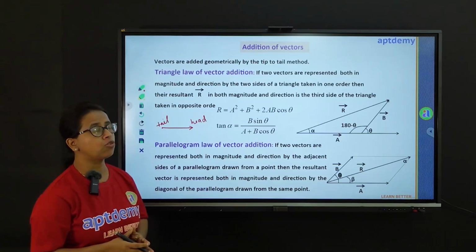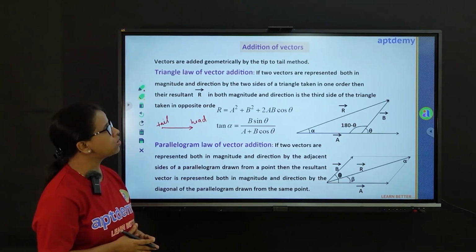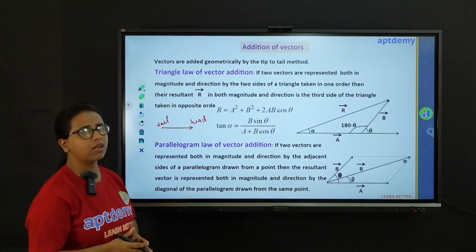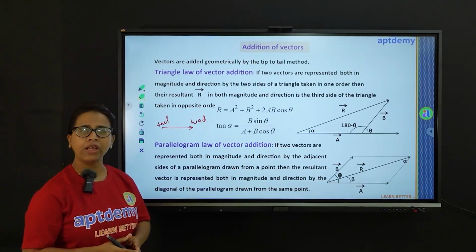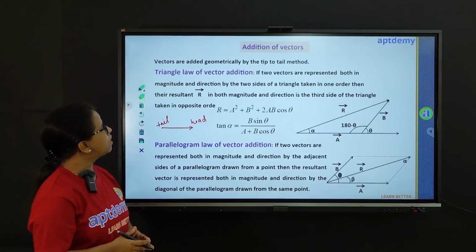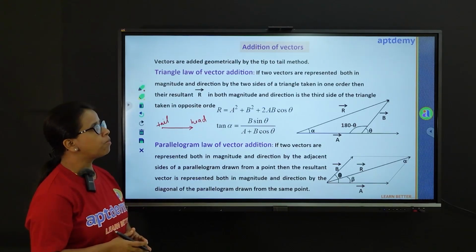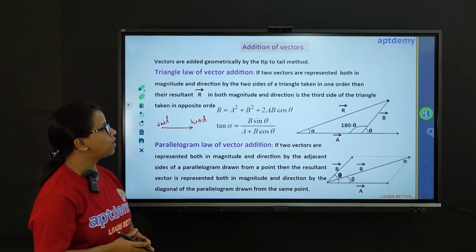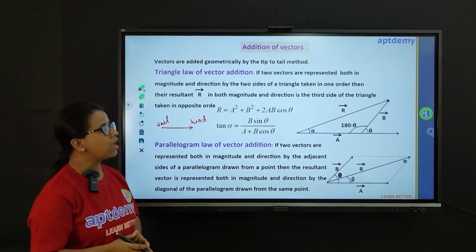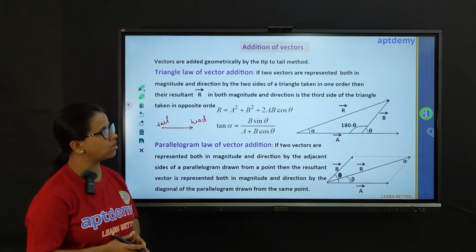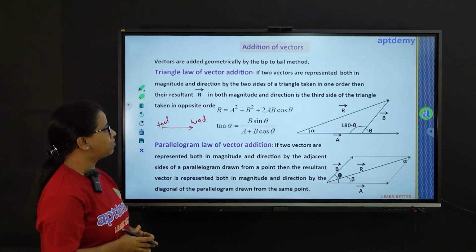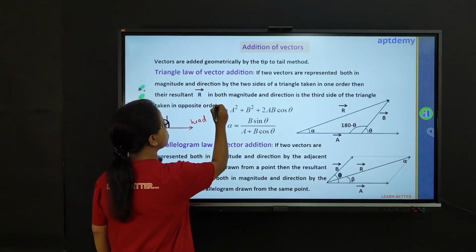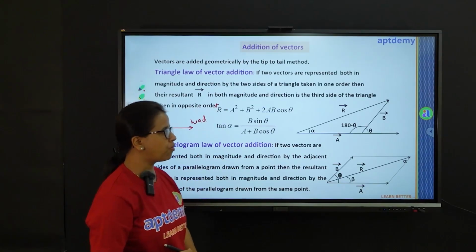Now let us discuss the two important methods of addition of vectors. The first method is the triangle law of vector addition. If two vectors are represented in magnitude and direction by the two sides of a triangle taken in one order, then their resultant, vector R, in both magnitude and direction is the third side of the triangle taken in opposite order. So what does this mean? Let us see with the help of this drawing.